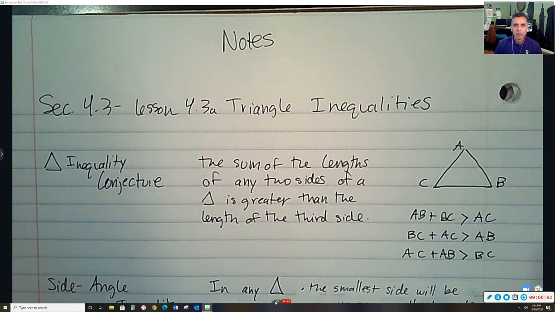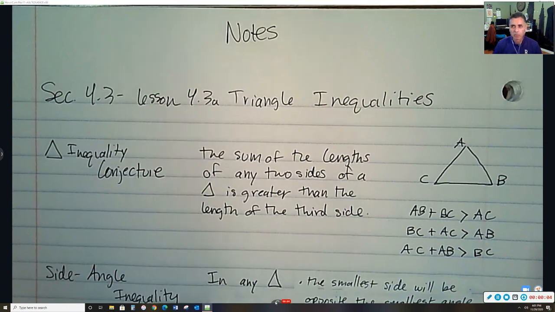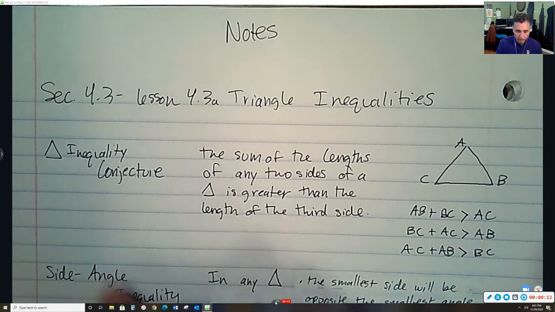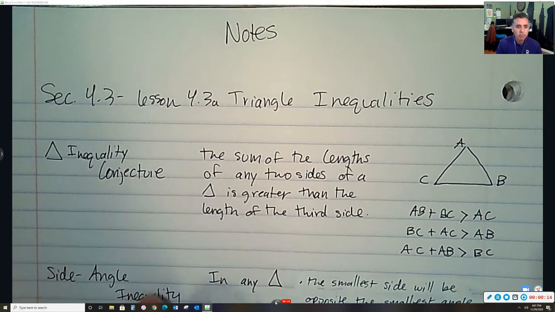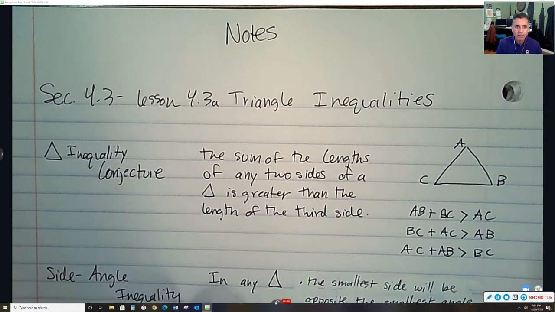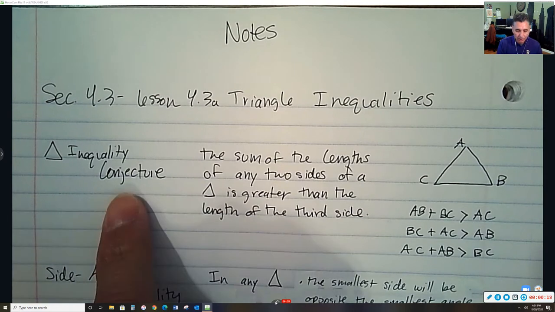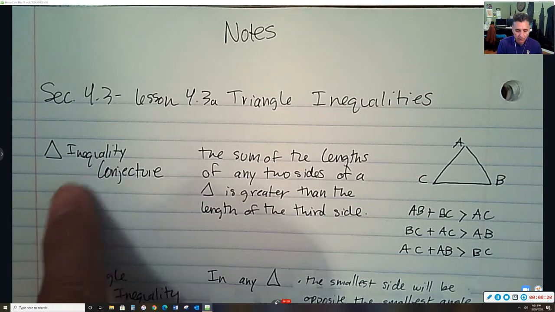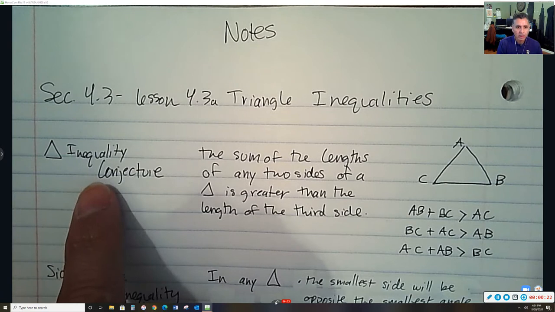Hey everyone, so we have some notes today. Pretty simple. This is section 4.3, triangle inequalities. And here we have two ideas, I guess. One's a conjecture. This one's called the triangle inequality conjecture.